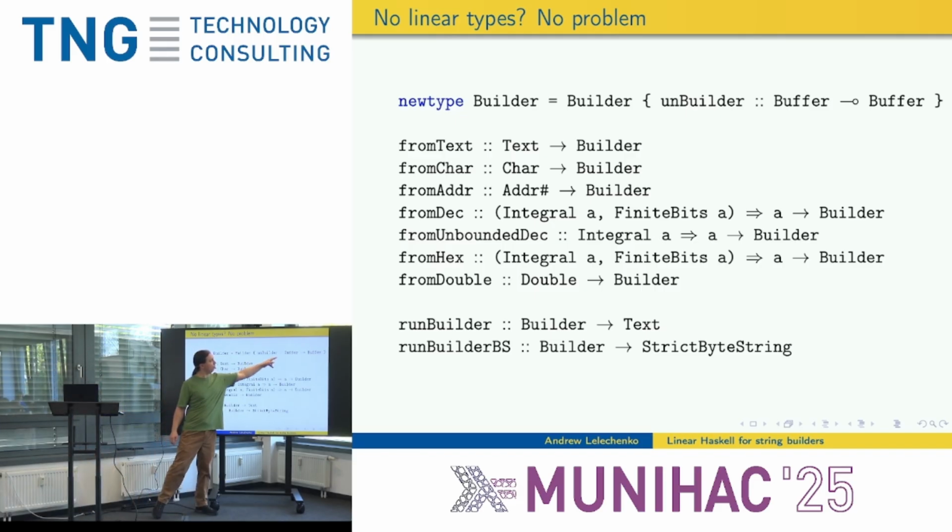I package this buffer-to-buffer linear function under a new type, and then I basically have your usual functions which you would expect for any builder, which take text and give you this builder, take a character and give you this builder, and so on and so forth. And then for this new type, I can have my usual semigroup instance, which just conveniently will compose functions. This is very nice for migration. You basically just rename your imports, right?